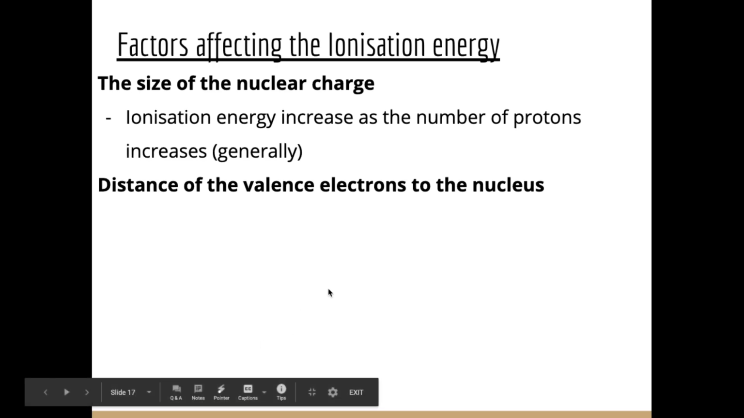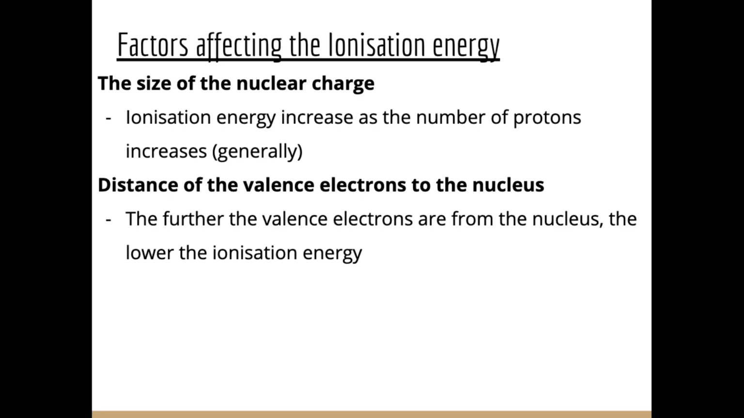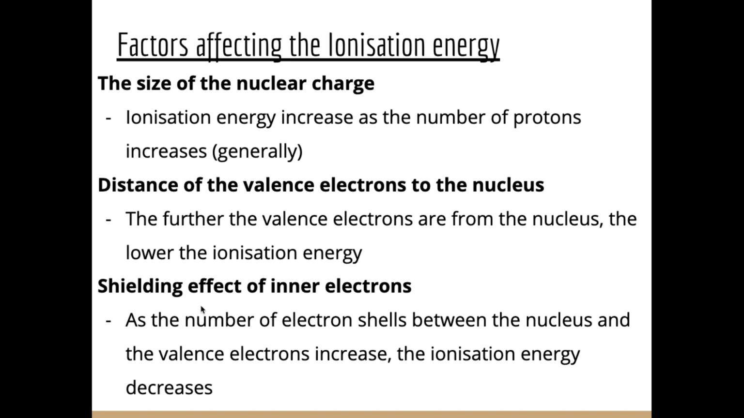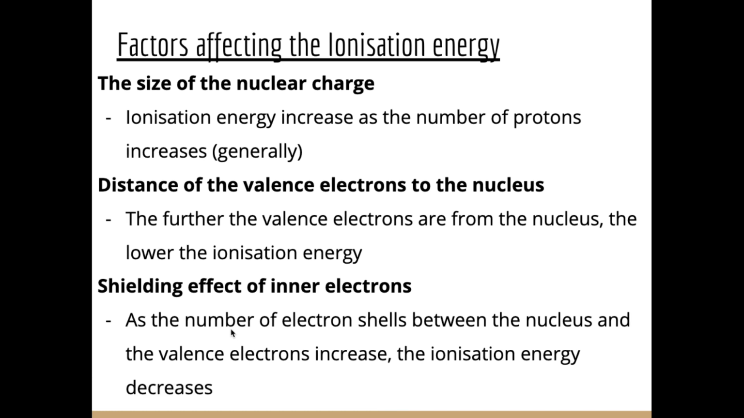The second is the distance of the valence electrons to the nucleus. The further the valence electrons are from the nucleus, the lower the ionization energy. So the closer the positive protons and negative electrons are to one another, the more energy it's going to take to overcome that attraction. And the third one is the shielding effect of inner electrons, which is just what it sounds like. Shielding, you think of shielding in your everyday vocabulary to mean sort of protecting. As the number of electron shells between the nucleus and the valence electrons increases, the ionization energies decrease.